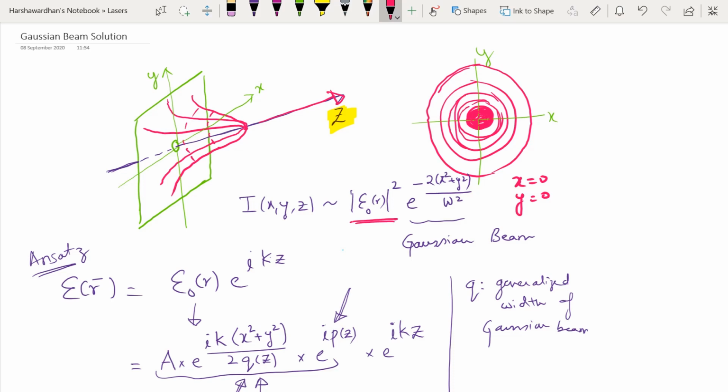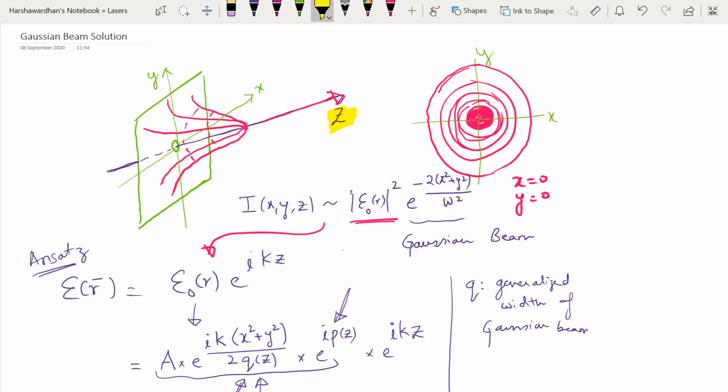Of course, what we are solving for is not intensity, but the electric field itself. So I guess the nature of the electric field, right? That is what I want to figure out. So I have clearly made the paraxial approximation. So I have this form for the electric field, right?